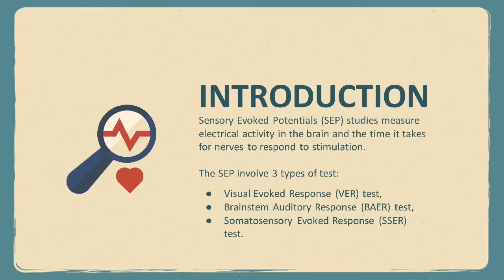Kebiasaannya, sensory evoked potential mempunyai 3 jenis test. The first one is visual evoked response test, VER. This response occurs when the eyes are stimulated by looking at a test pattern. Second, Brainstem auditory response test, BAER. This occurs when hearing is stimulated by listening to a test tone. And the third one is Somatosensory evoked response test, SSER. This occurs when the nerves of the arms and legs are stimulated by an electrical pulse.